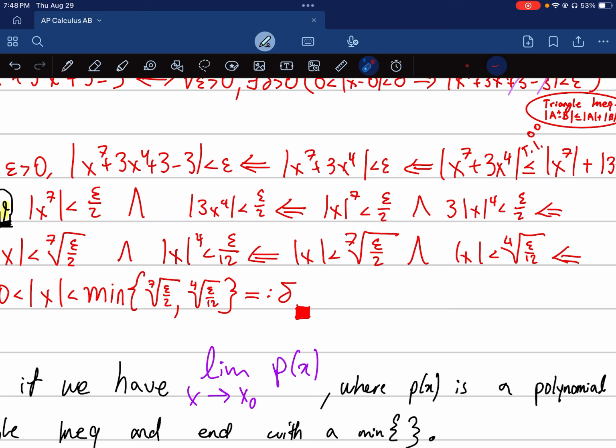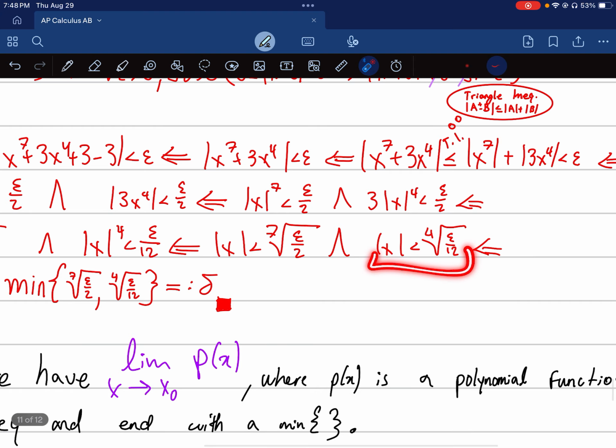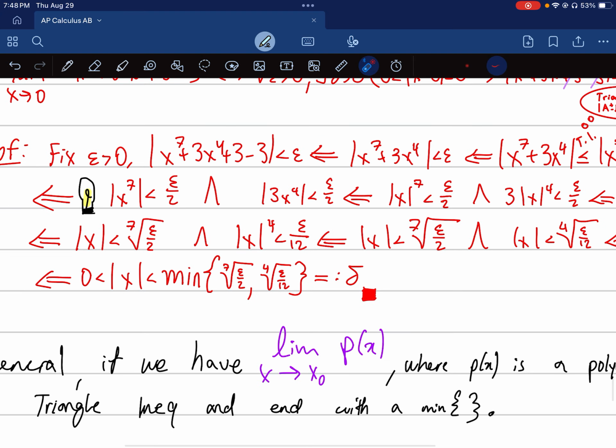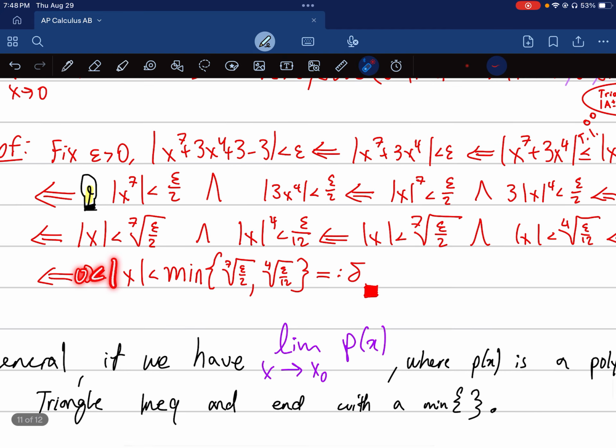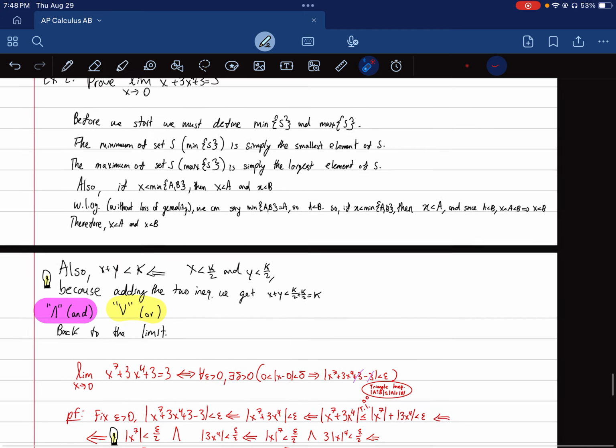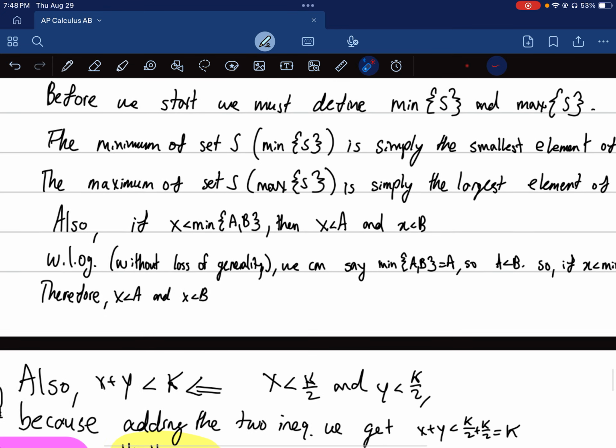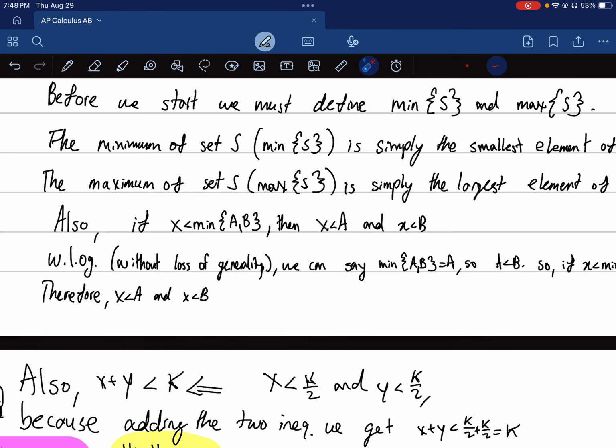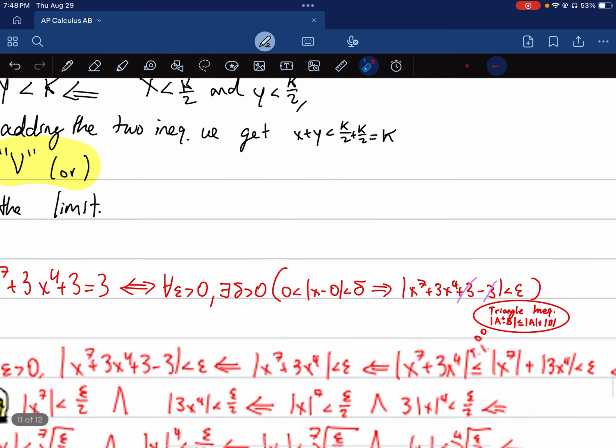And we're going to keep going, but the absolute value of x is less than the 4th root of epsilon over 12. I'm just rewriting this here. And remember, both of these have to be true, which is implied by 0 being less than the absolute value of x is less than the minimum between these two values. Remember, we established that if x is less than the minimum between a and b, then x is less than a and x is less than b.